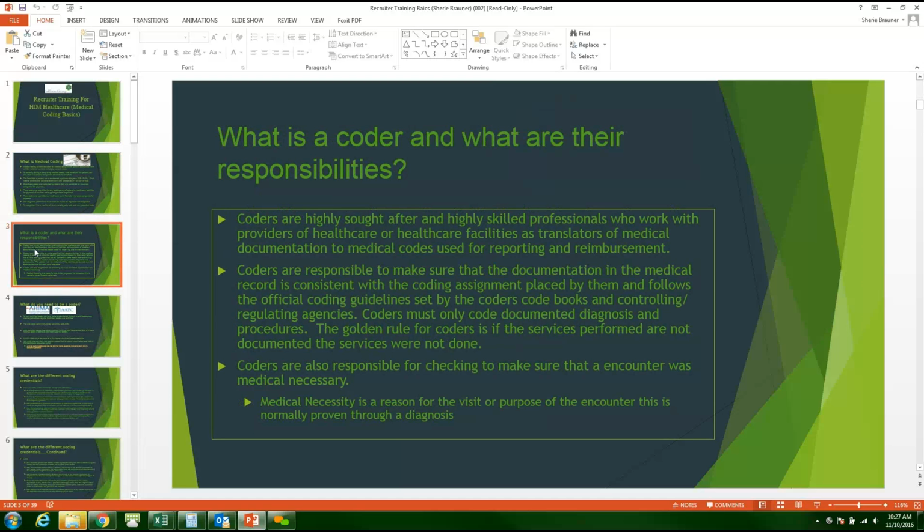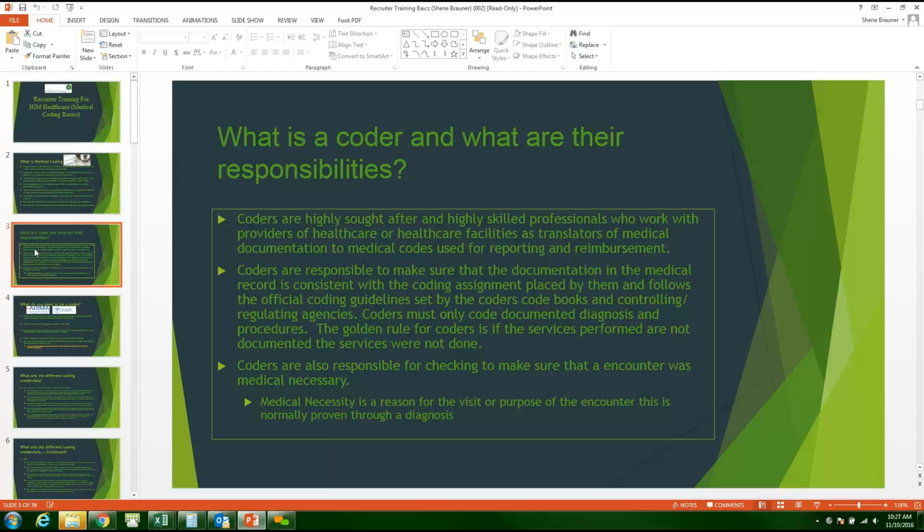What is a coder and what are their responsibilities? Coders are highly sought after and highly skilled professionals who work with providers of healthcare or healthcare facilities as translators of medical documentation to medical codes used for reporting and reimbursement. Coders are responsible to make sure that the documentation in the medical record is consistent with the coding assignment placed by them and follows the official coding guidelines set by the code books and controlling regulating agencies.